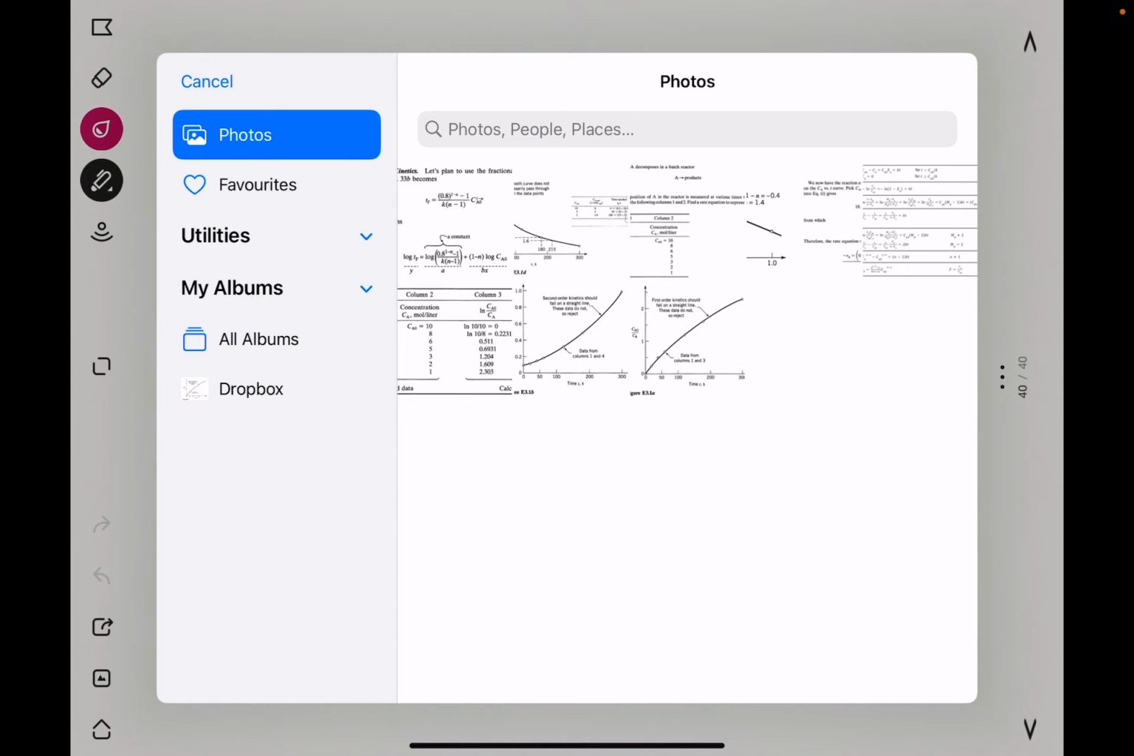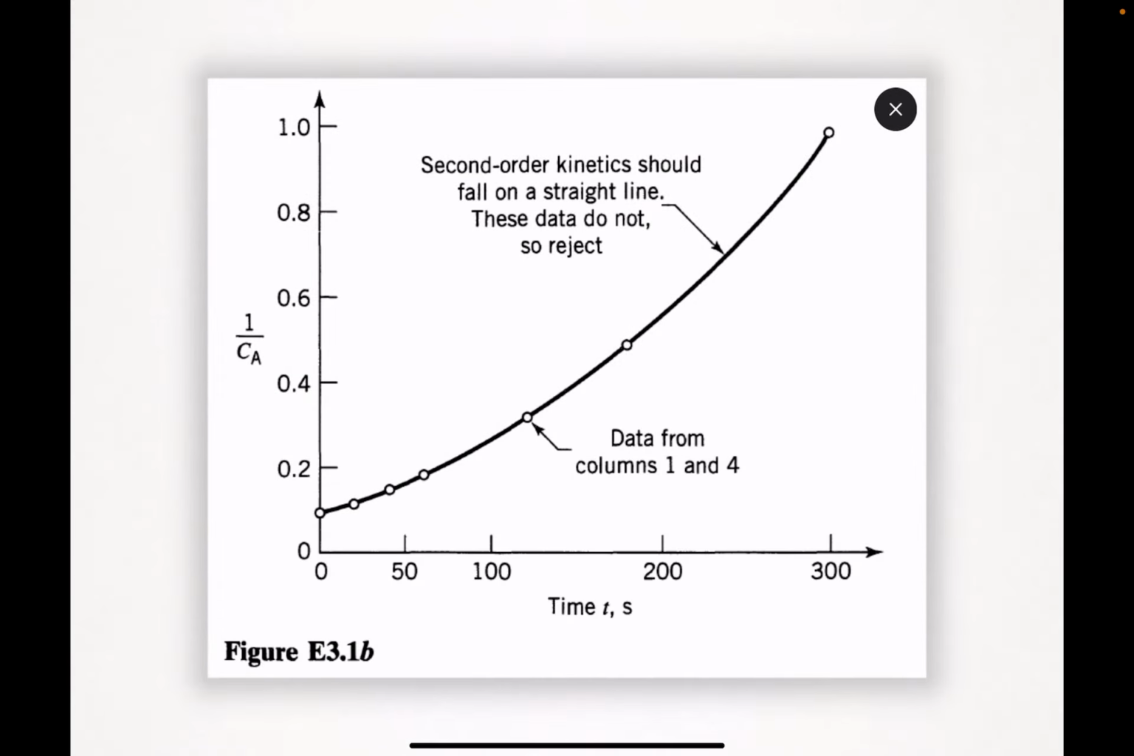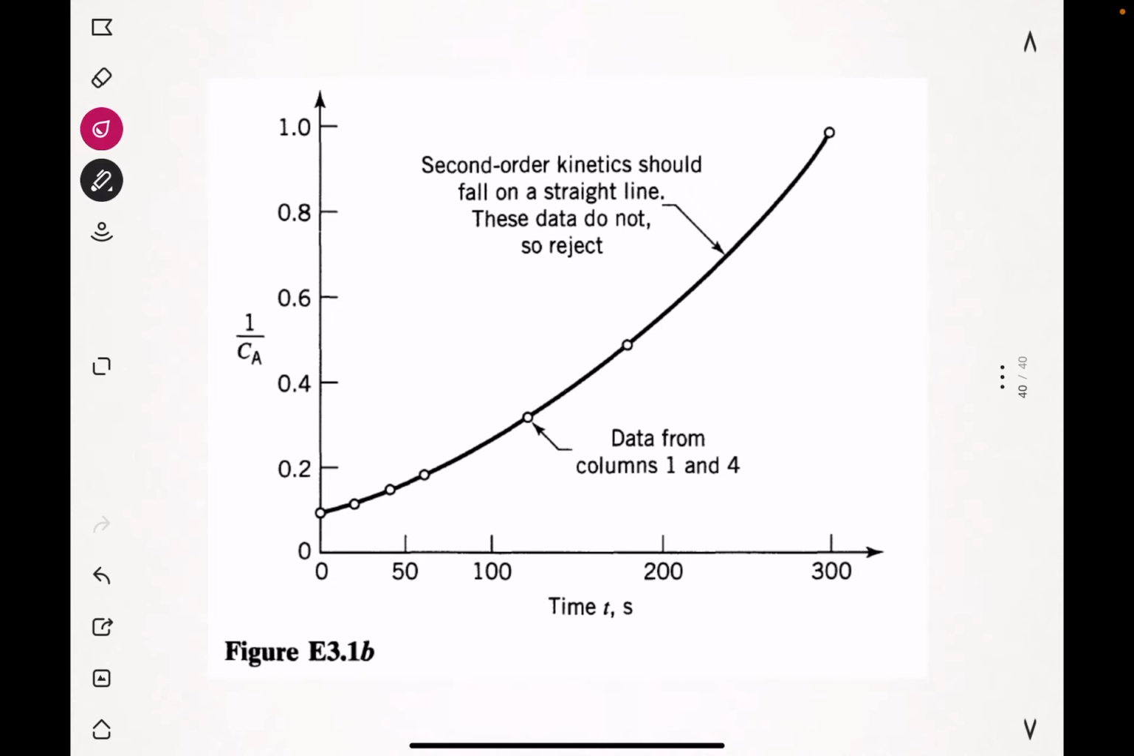Let's have a look at the plot. So this is our 1 over Ca naught, and for this we can see that it's not a straight line again. So we can say that our assumption of the reaction being second order is also not valid, not supported by the experimental data.